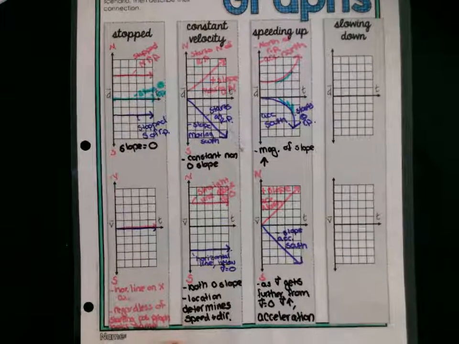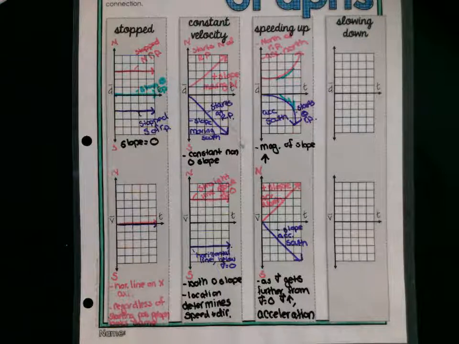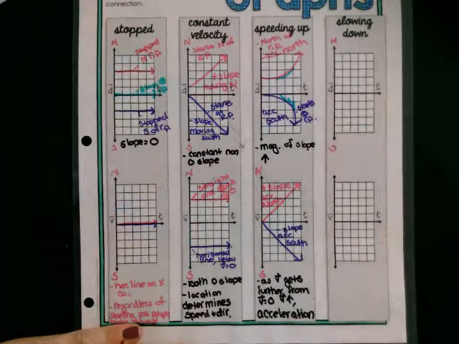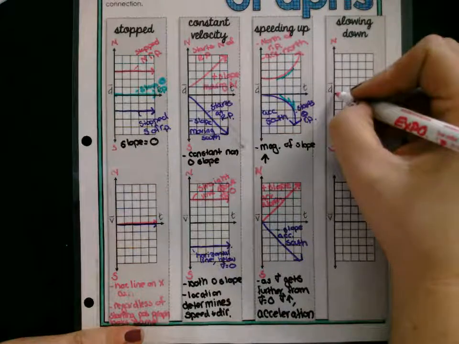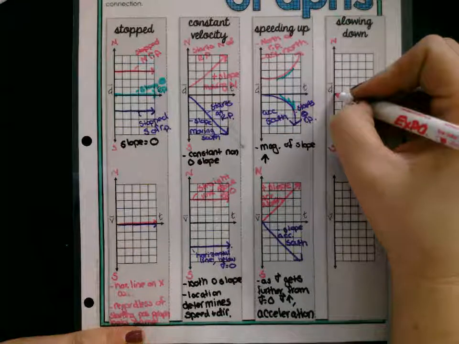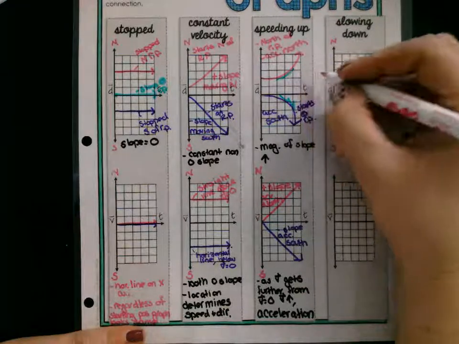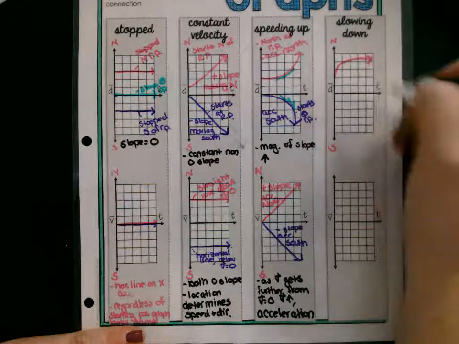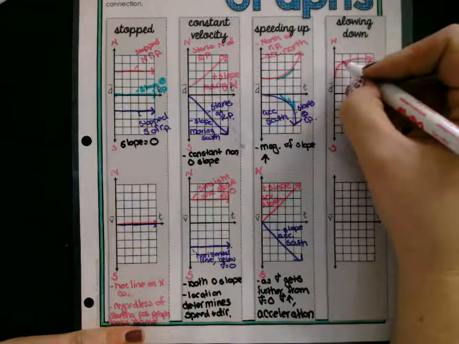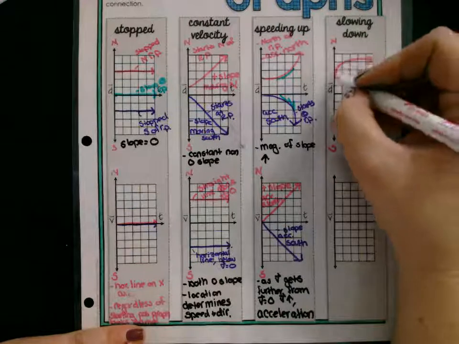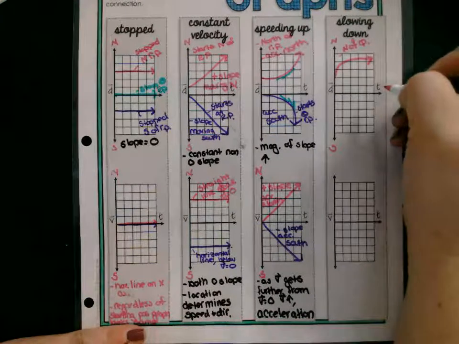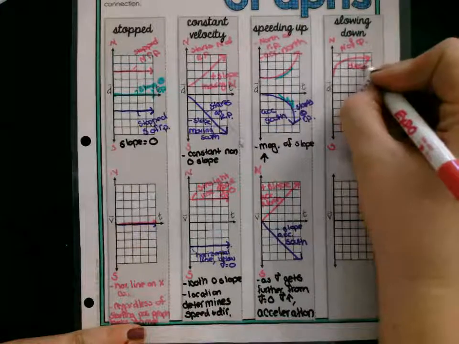All right, last but not least, let's look at slowing down. So slowing down on a position time graph. We've got north, we've got south. We want to slow down. We started that one at 2, so let's start here at 2. So we're going to start north of the reference point, and we decelerate to a stop.